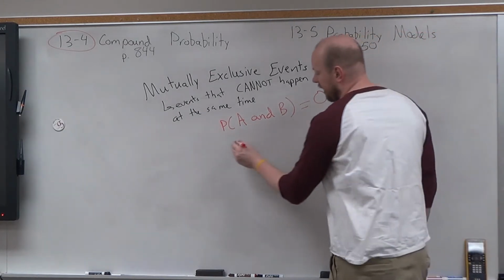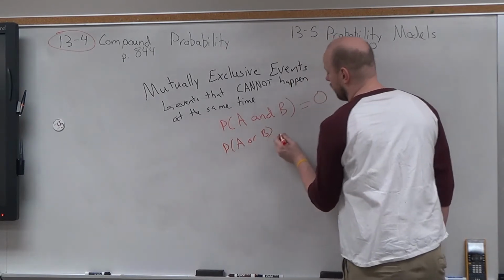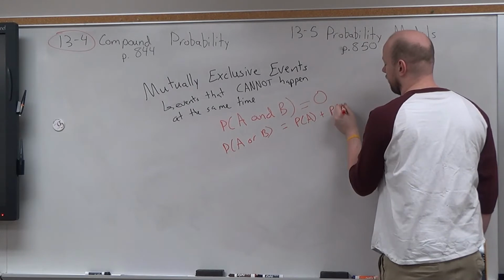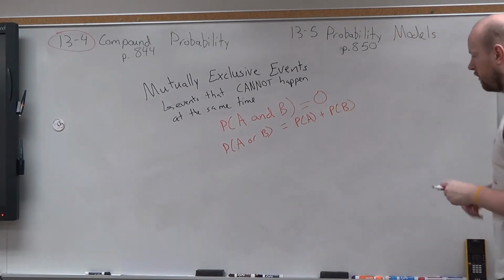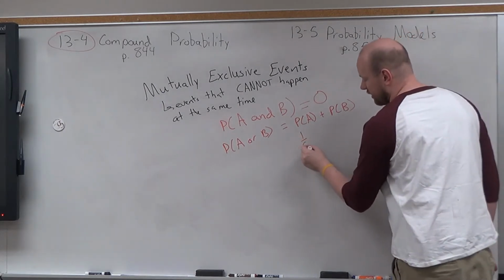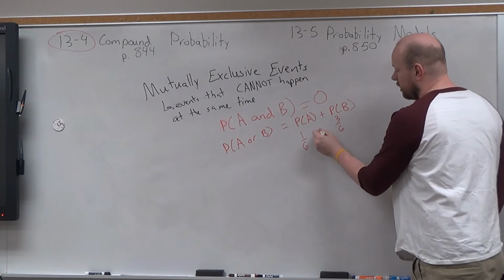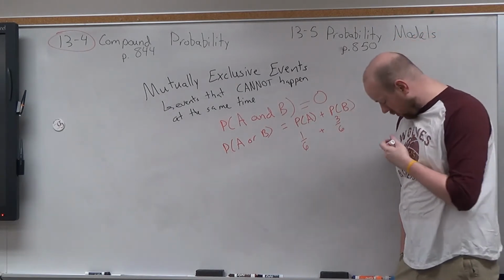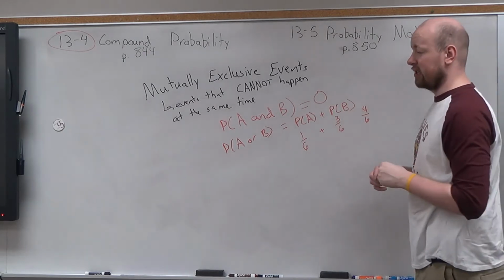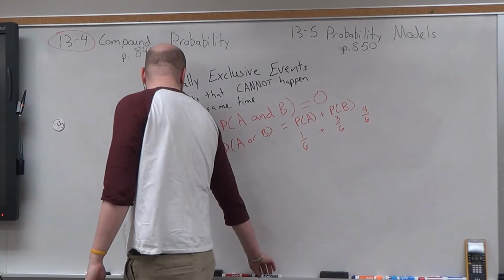Now, the interesting thing is the probability of A or B would just be the probability of A plus the probability of B. So for example, if I were to roll a 1, that'd be 1 out of 6. But if I wanted to roll an even, that would be 3 out of 6. So the probability of A or B, rolling your 1 or an even, would be 4 out of 6, or 0.6 repeating.